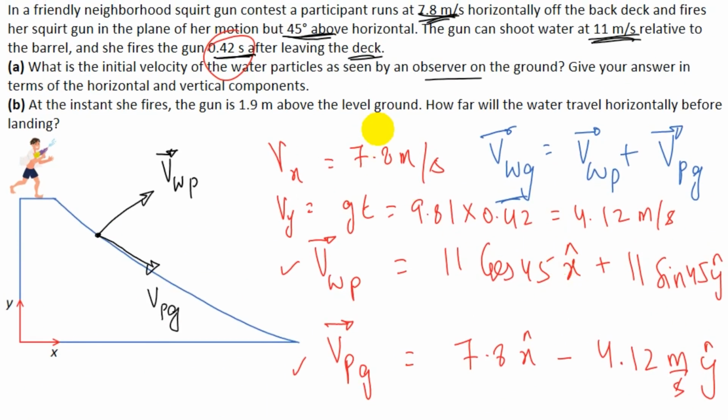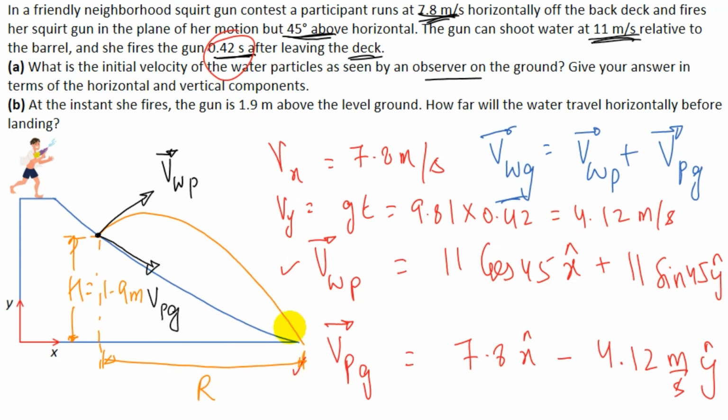Now next, in the B part, it says that at the instant she fires, the gun is 1.9 meter above the level ground. So this vertical distance h, this height, it is talking about that this is 1.9 meter. Now how far will the water travel horizontally before landing? So the trajectory of water will look something like that, parabolic trajectory. Now we have to find this range x. This is what we have to calculate, this distance. This is what we call the range.